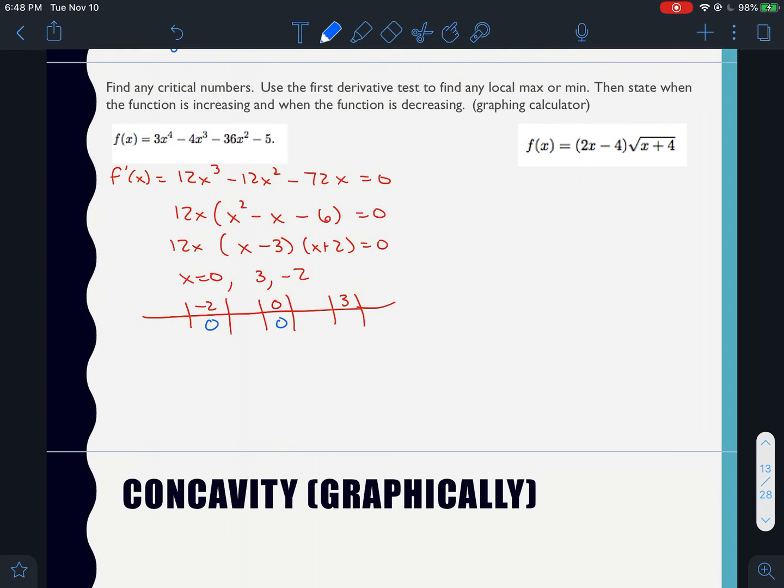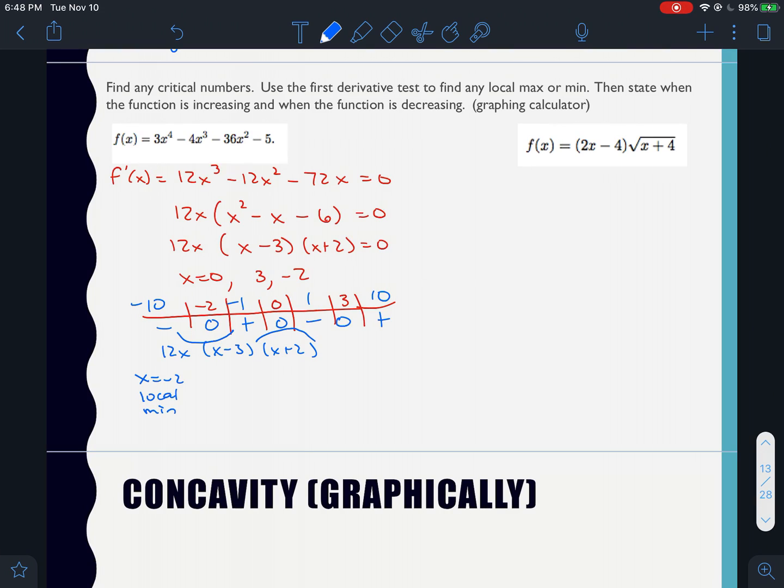And we can make a sign chart, negative 2, 0, and 3. And then that's where my derivative is equal to 0. And then we test to the left, so I could test negative 10. Negative 1 is in between, positive 1 is in between, and then positive 10. And then I can plug into the derivative 12x times x minus 3 times x plus 2. If I plug in negative 10, I have 3 negatives, so it'd be negative. If I plug in negative 1, I'd get 2 negatives and a positive, so that'd be a positive. If I plug in 1, I'd get 2 positives and a negative, so negative. If I plugged in 10, all would be positive.